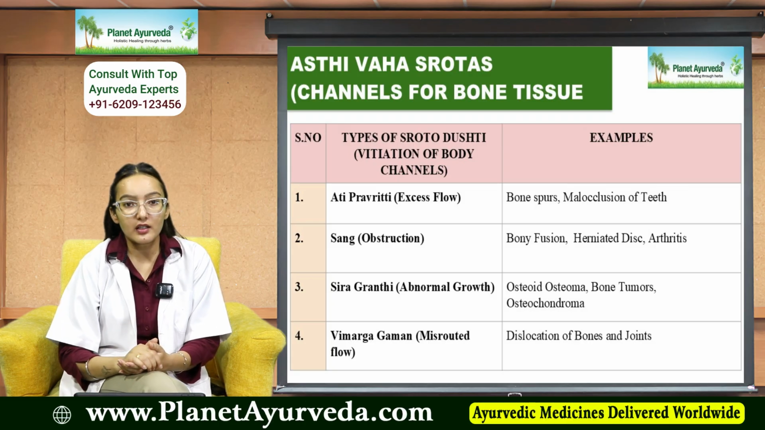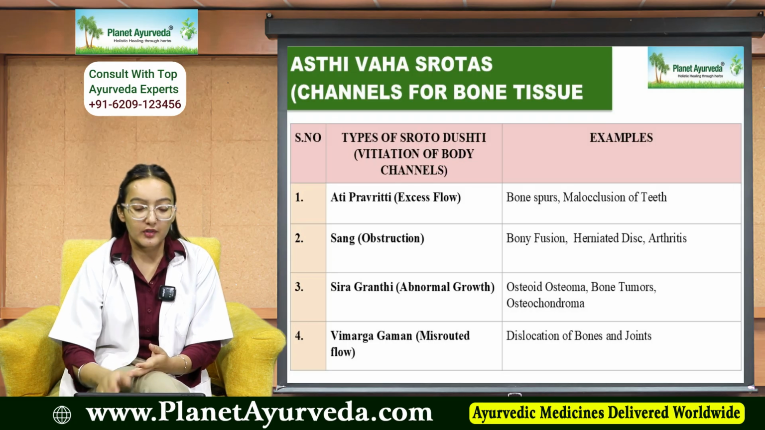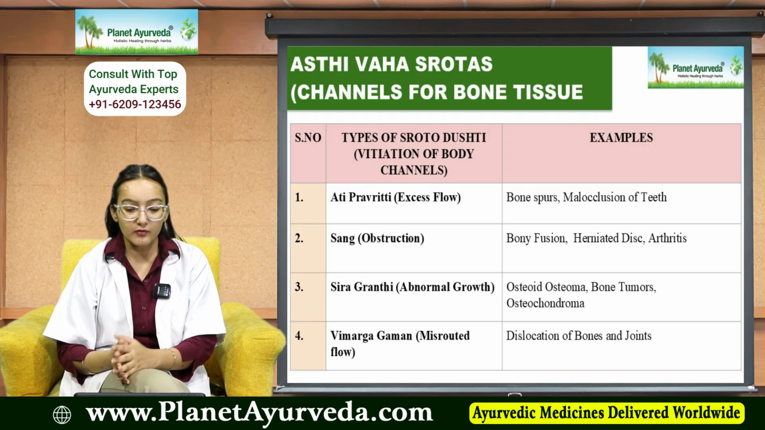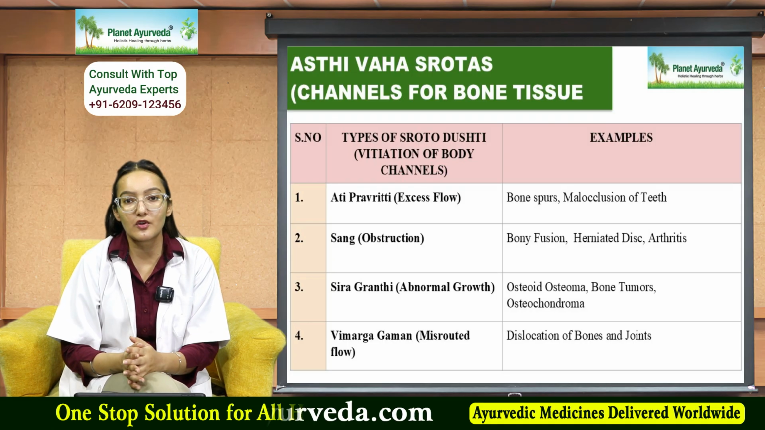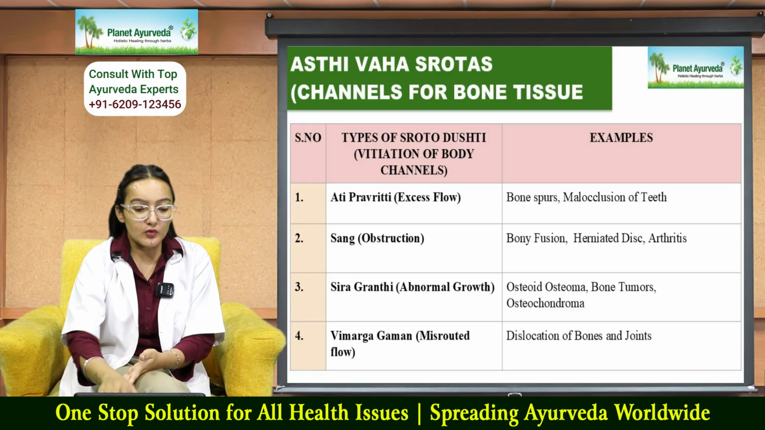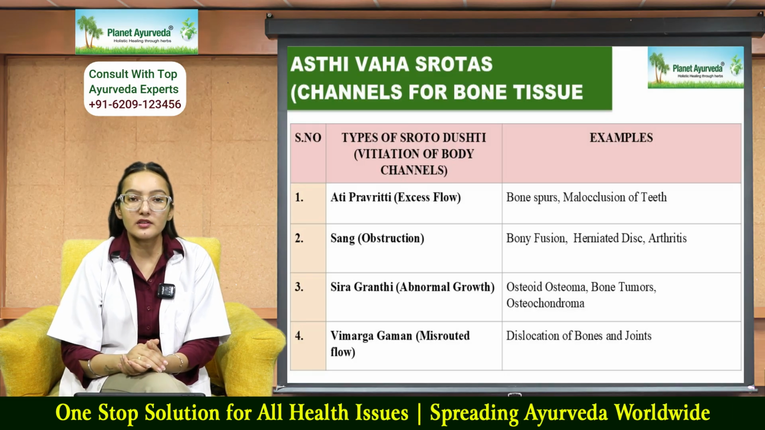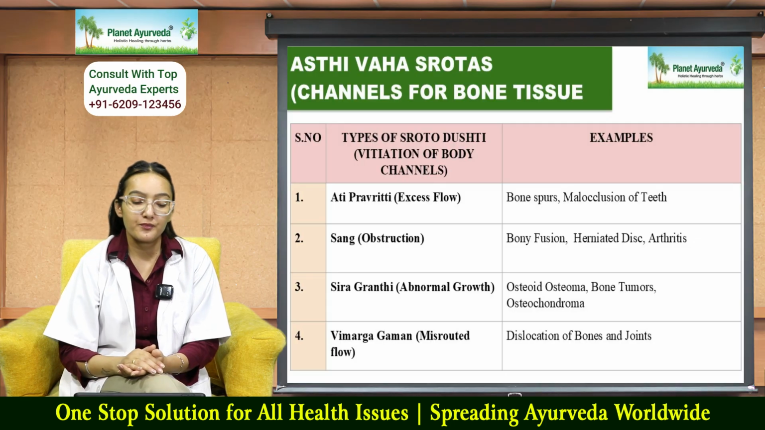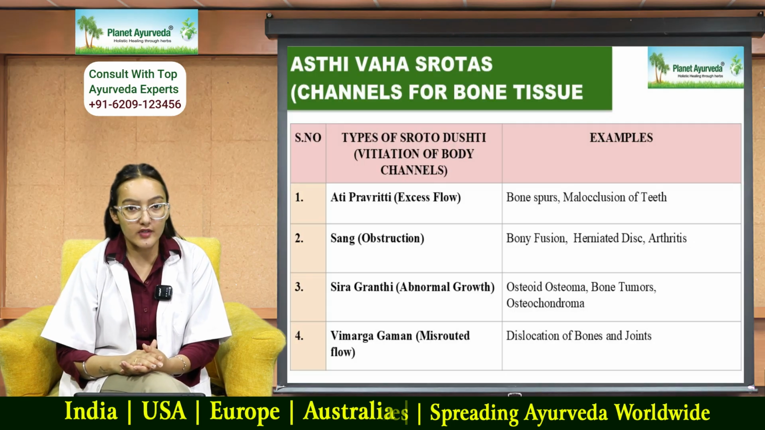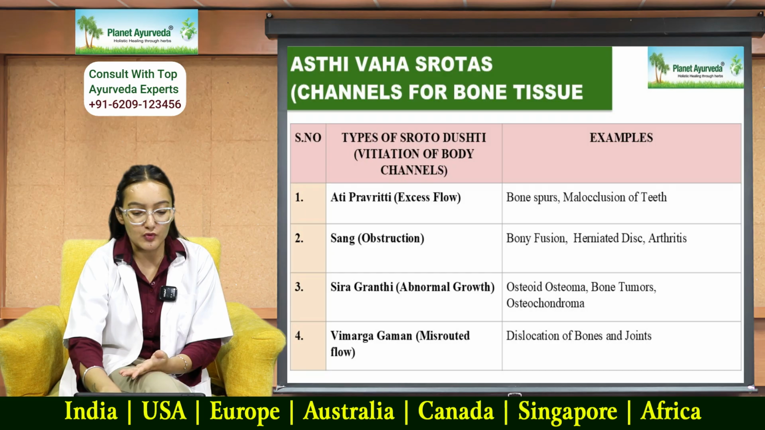Then comes Vimargagamana, or misrouted flow. Whenever there is Vimargagamana, one may experience dislocation of bones and joints. So these are a few examples related to types of Srotodushti, respectively for Asthivah Srotasa, the channels for bone tissue.